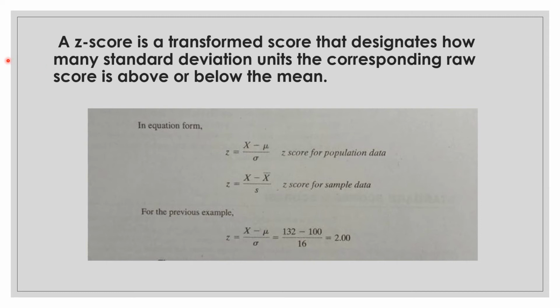A standard score is a transformed score that designates how many standard deviation units the corresponding raw score is above or below the mean. In equation form, the standard score is equivalent to the score minus the population mean over the standard deviation. Or, the standard score for sample data is equivalent to the score minus the sample mean over the sample standard deviation. So from the previous example, the standard score is equivalent to the score minus the population mean over the standard deviation, replaced by numbers: 132 minus 100 over 16. The answer is 2.